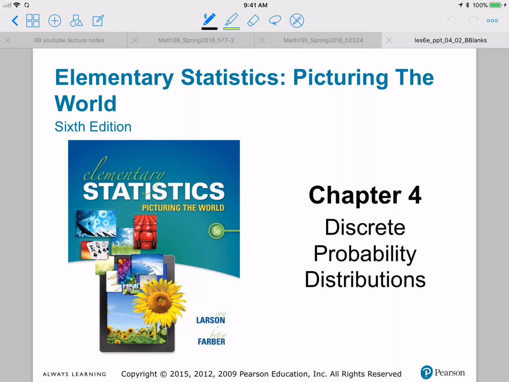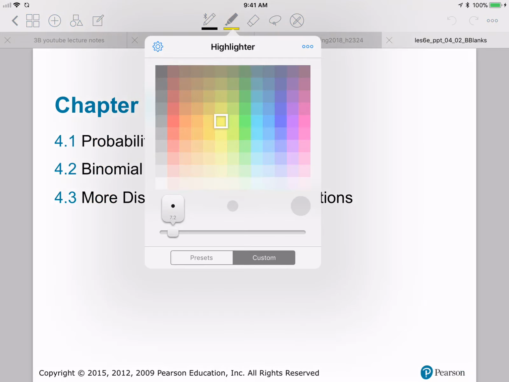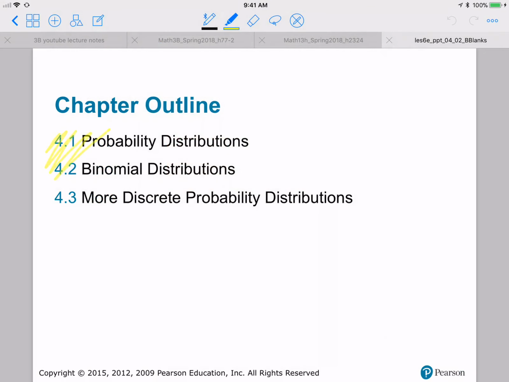So in this chapter, we're going to be studying a new topic, and the topic is discrete probability distributions. We are only going to be focusing on the first two sections. As I mentioned in the last video, we're only focusing on the first two sections.